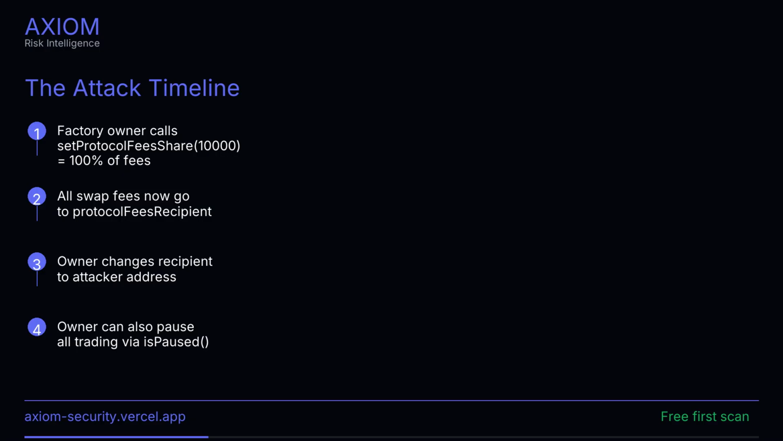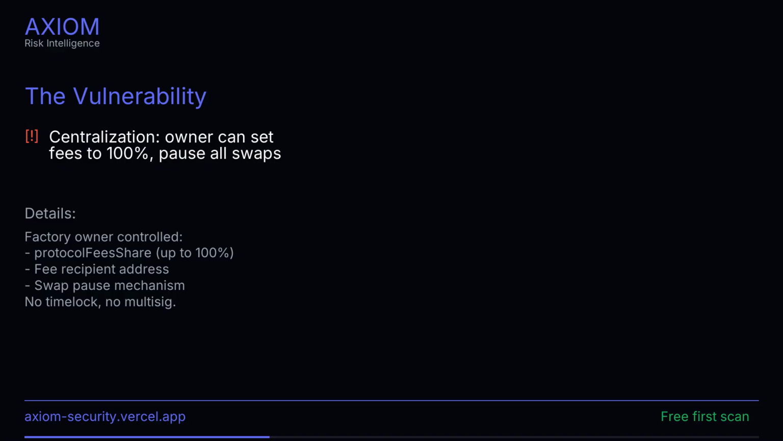The vulnerability was centralization. Pure and simple. Step 1. The factory owner calls set protocol fees share with a value of 10,000, which equals 100%. Step 2. All swap fees now go to the protocol fees recipient. Step 3. The same owner calls set protocol fees recipient and points it to their own address.